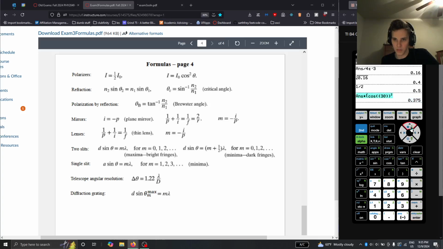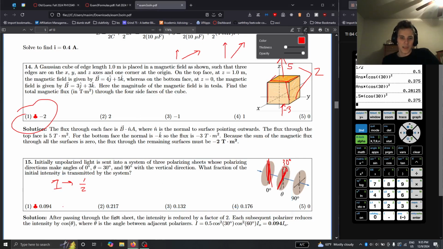Let me make sure I did my parentheses correct on this one. Okay, I think 0.375 is probably right, but let's check it like this, just to double check. Yeah, there you go.